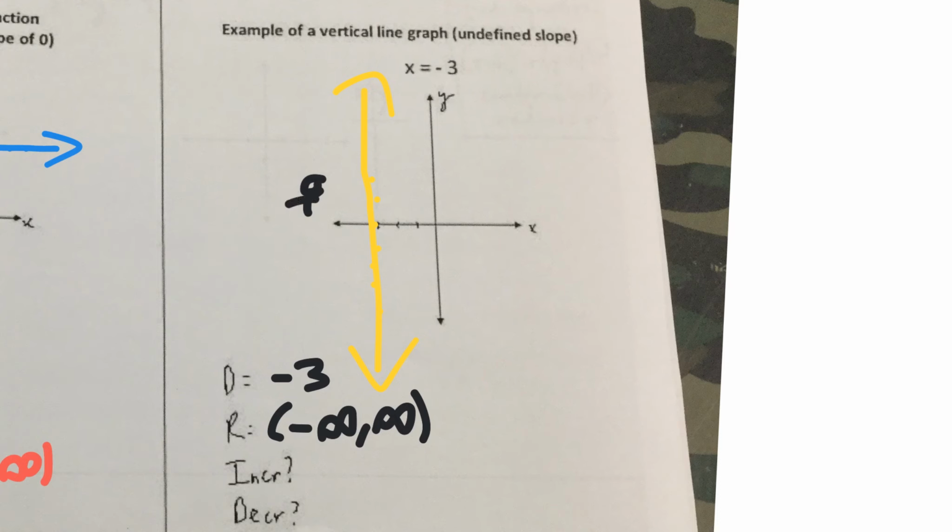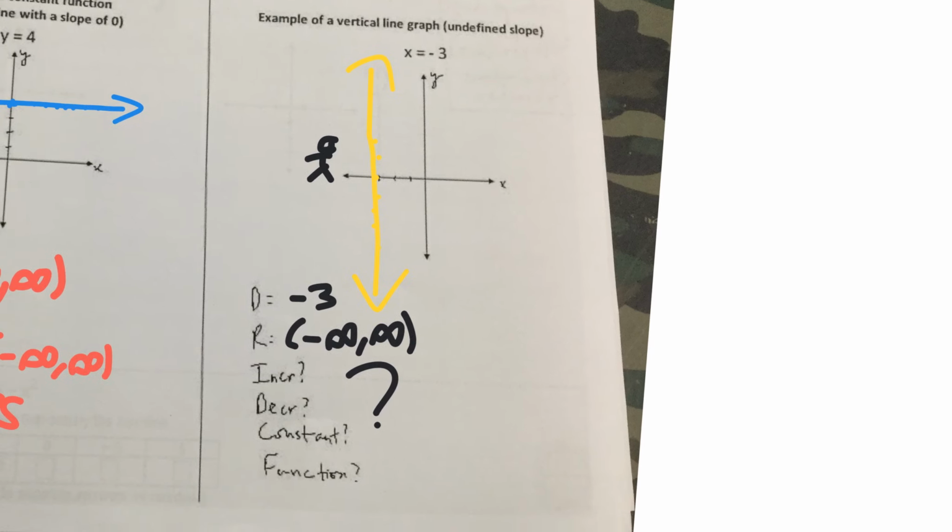Okay, now where's the graph increasing, decreasing, or constant? Okay, well, as I'm walking along, there's nothing happening. And then as soon as I get here, everything happens. So is it increasing? Is it decreasing? Is it constant? It's undefined. It's none of those. It's not a function, so we can't really talk about it as increasing, decreasing, or constant.